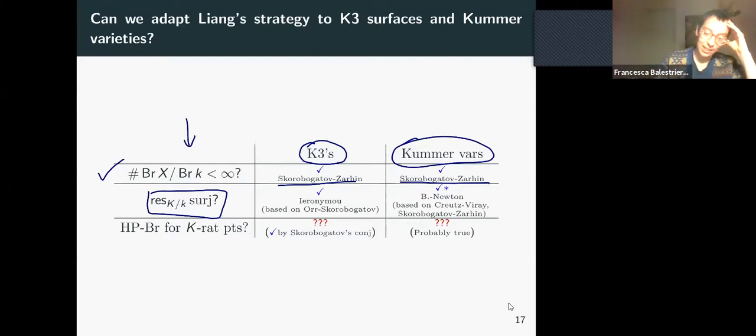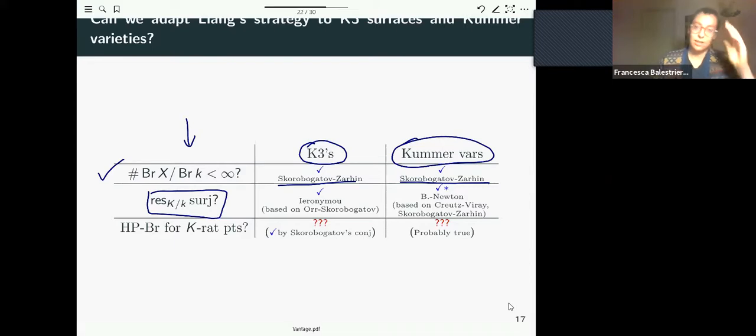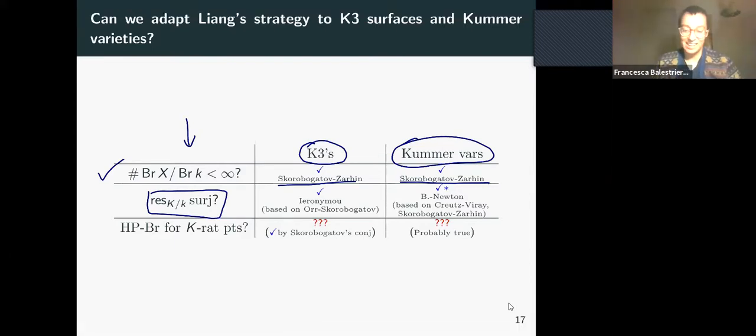And for Kummer varieties, there is a result by myself and Rachel Newton, and our result was based again on the results by Skorobogatov and Zarhin, and on a nice result by Creutz and Viray. There is an asterisk here, and I will talk about this asterisk in a second, but for now, let's say it's a tick. So we also have this.